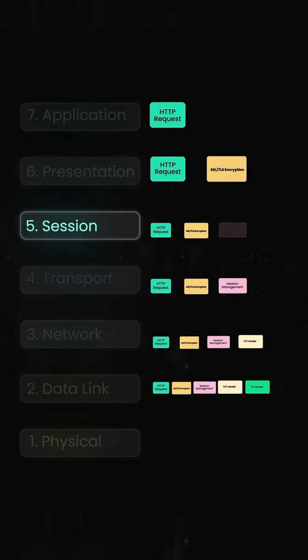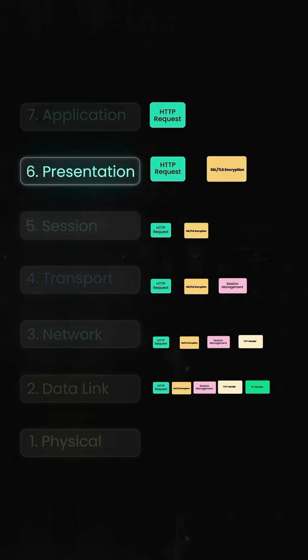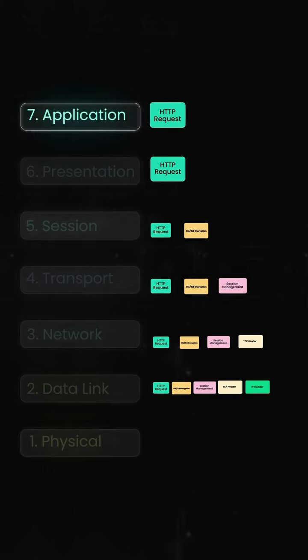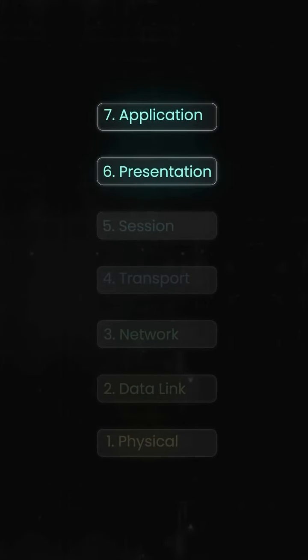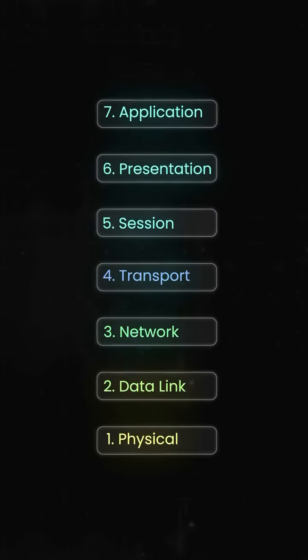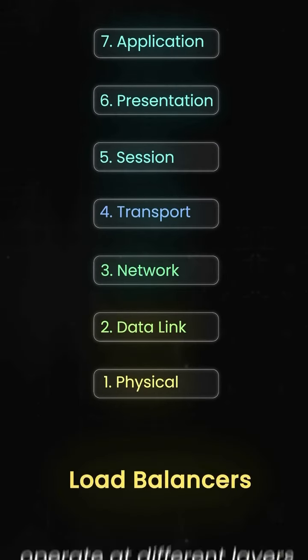Layer 5 manages the session. Layer 6 decrypts the SSL. And finally, Layer 7 processes your HTTP request and sends back the web page. Understanding this layered approach is super important for system design. Load balancers operate at different layers.